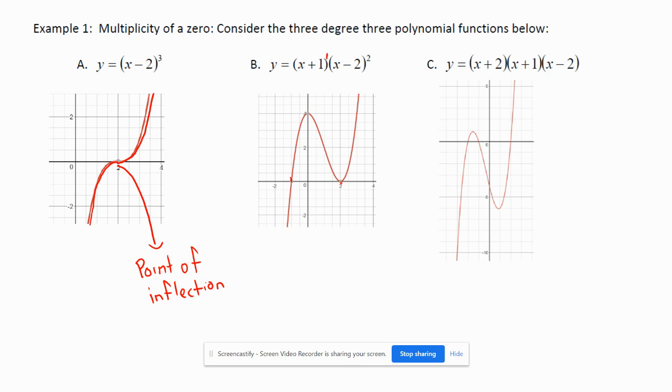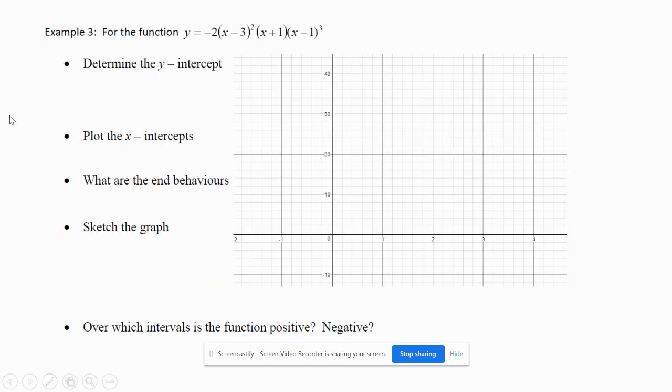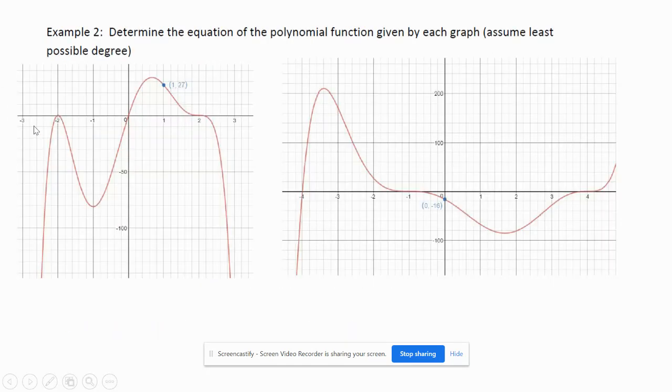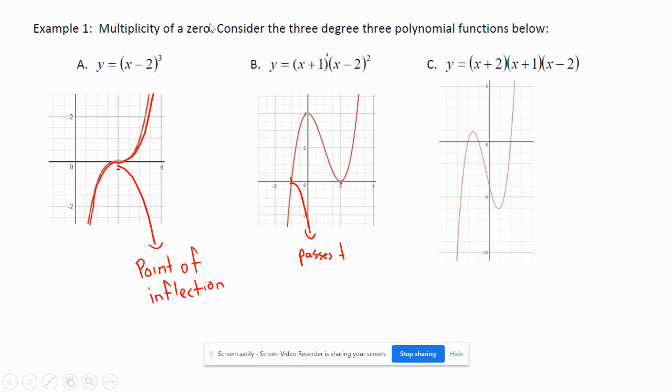Now, what we know is different here. For the x plus 1, we're looking at this 0 here. The graph passes straight through. Now, so does the other one in the previous example, but this one passes through as well, but it passes through with a point of inflection. Well, this one has no point of inflection. It just passes straight through.